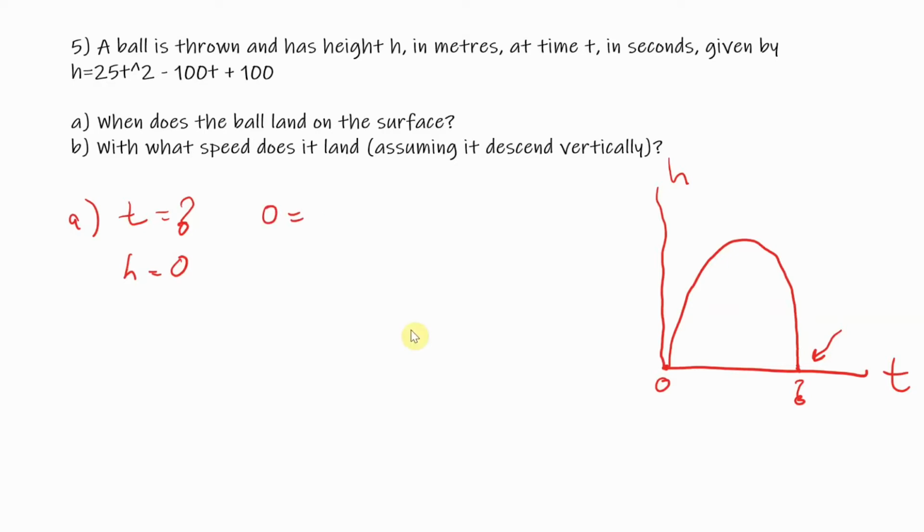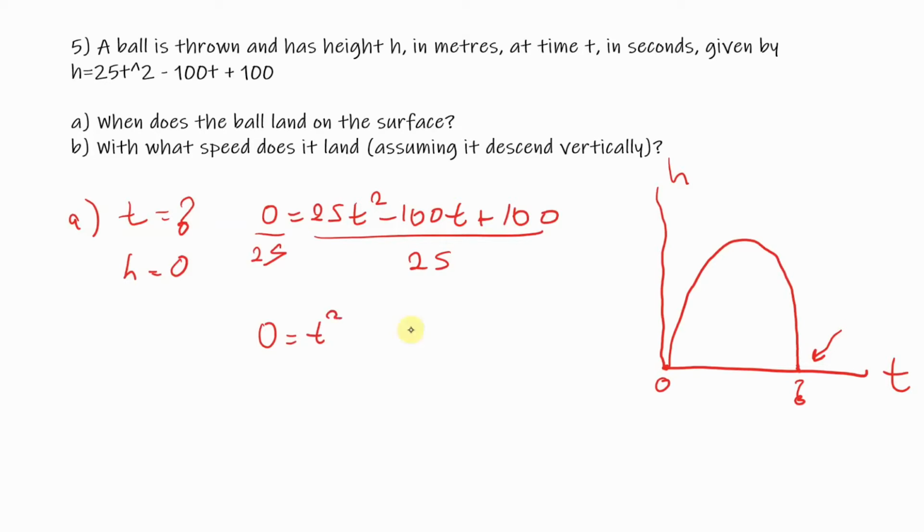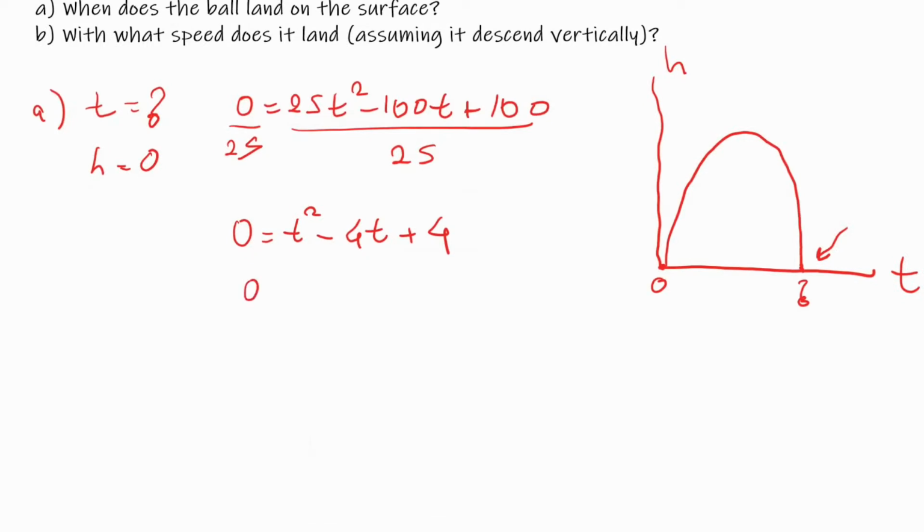So I'm going to say 0 equals 25t squared minus 100t plus 100. I can't simplify it, so I can divide the whole thing by 25 just to make it easier. So I'll end up with 0 equals t squared minus 4t plus 4. Now if I factor this, I'm going to end up with t minus 2 and t minus 2. Since they're the same thing, I'm just going to set one of them equal to 0. So t minus 2 equals 0, and I'm going to end up with t being 2 seconds.